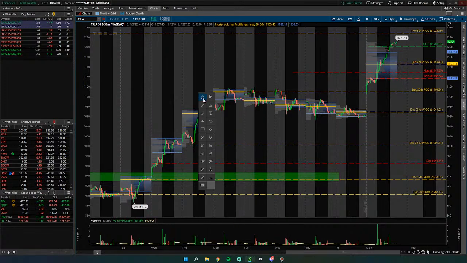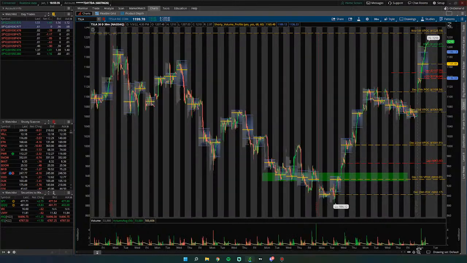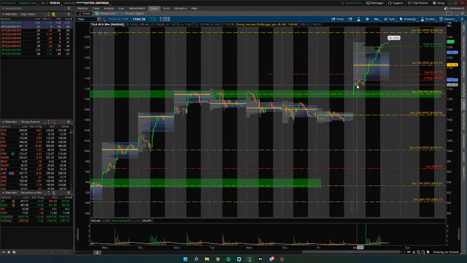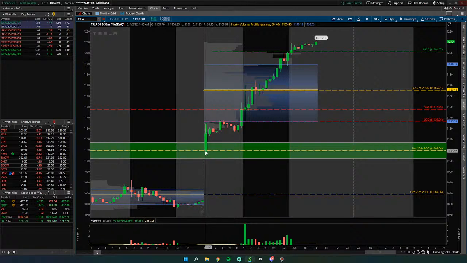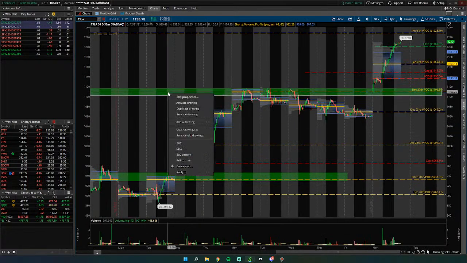Again, this one here seems to be a very powerful level. If I go back again, we have the POC back here, and we have so many touches on it, and it's still showing some form of respect. Like this gap up literally gapped up right to the POC, which is interesting.